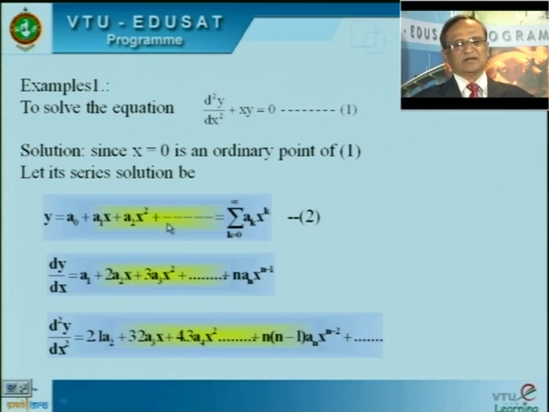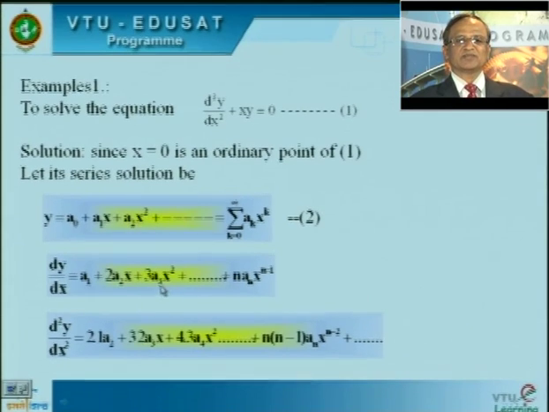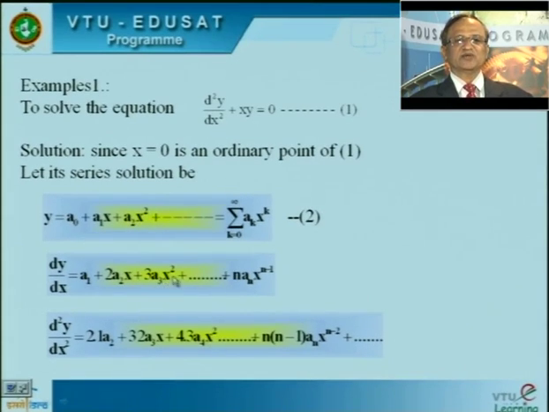Plus the derivative of the next term. What is the next term? a3 into x to the power 3, so 3 times a3 into x square and so on. Finally, the nth term can be written as n into an x to the power n minus 1 plus so on, because it contains infinitely many terms. Okay, we have obtained dy by dx.